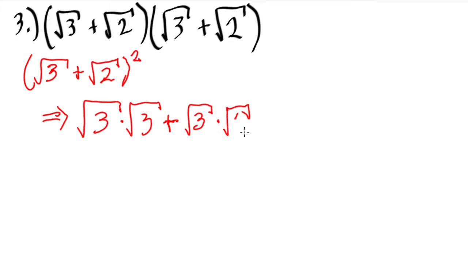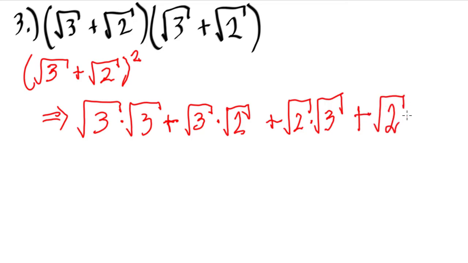That's our outer. Now for the inner, that's the same thing, plus square root of 2 times square root of 3. Okay, and then the last is square root of 2 times square root of 2, so that's going to be still plus square root of 2 times square root of 2.